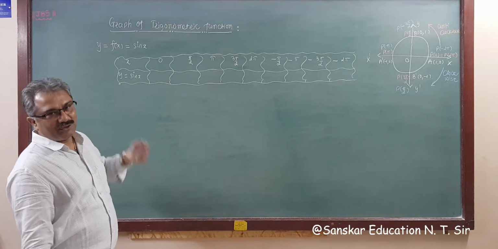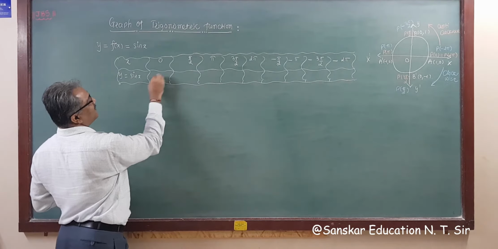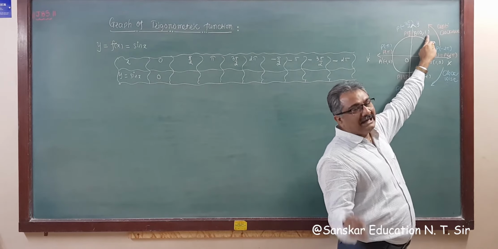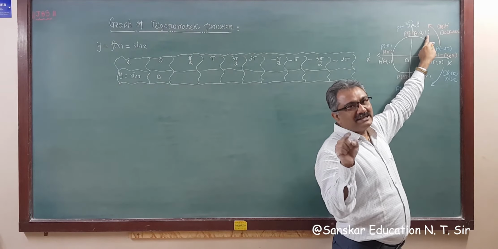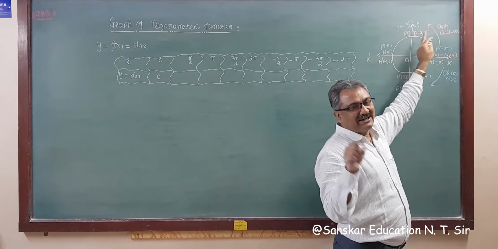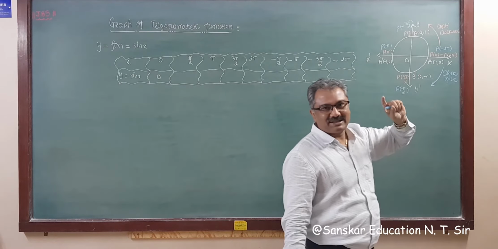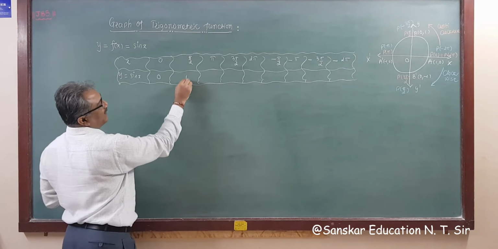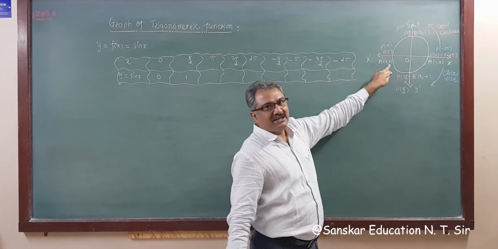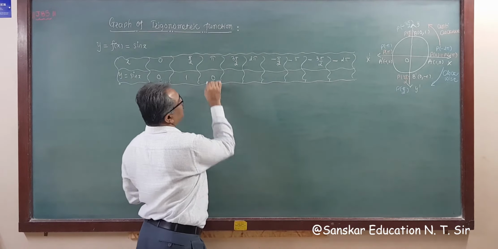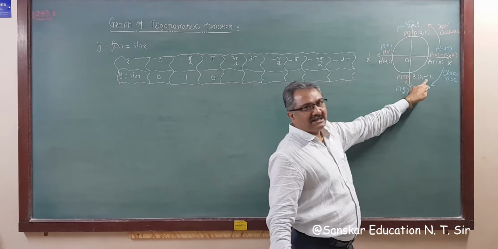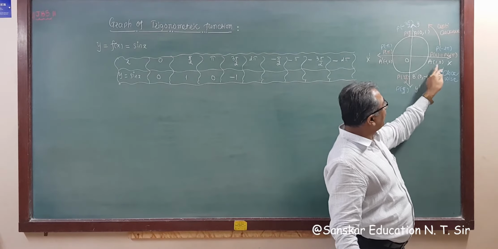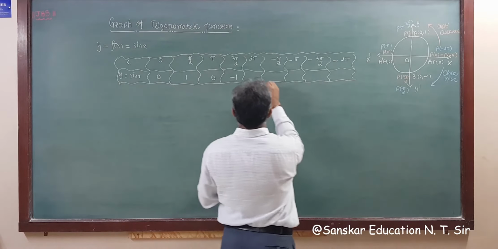Okay, now sin 0, that you know, sin 0 is 0. Sin pi by 2, pi by 2 means here, right? And in the T point, always the y coordinate represents the sine and the x coordinate represents the cos function, that you know, right? So the y coordinate means sin pi by 2 is 1, sin pi is again 0, sin 3 pi by 2 is this, that is minus 1, sin 2 pi is again this point, that is 0, right?